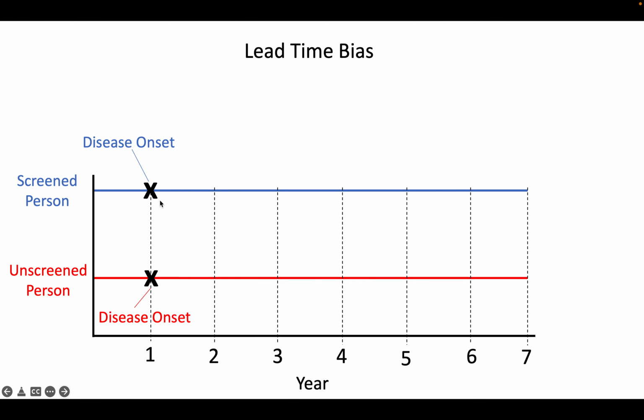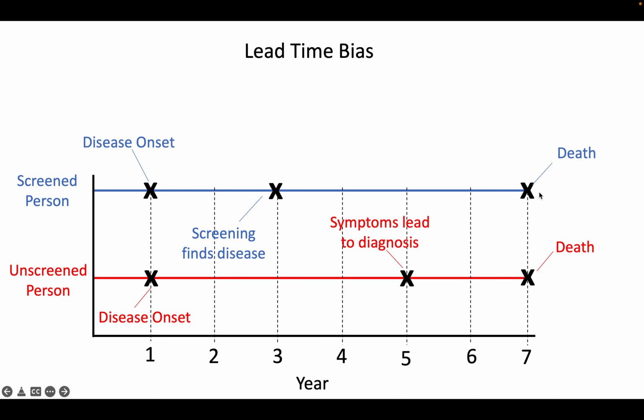They both got the disease at the same time, in year one. The screened person found out they had the disease in year 3 when they were screened, and the unscreened person found out in year 5. Now they both got the disease at the same time, and presumably they're at the same stage of the disease all the way through. But their perceived time until death is different between the two people.